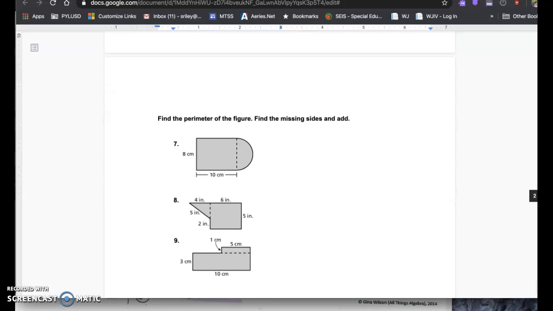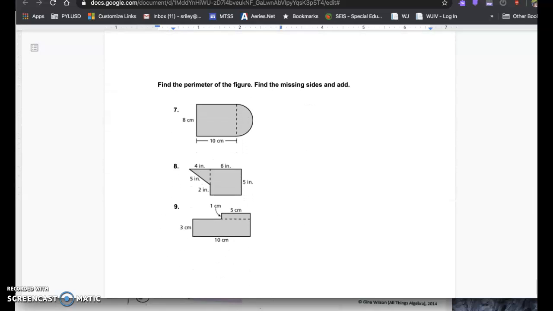The next ones they're asking you to do is find the perimeter of the figure. And you need to find the missing sides and then add your missing sides. So the first one, you're going to use the same formula that we just used before, and you need to find the circumference of a semicircle. So first of all, I would recommend using a paper and a pencil or somewhere so you can easily write this down, because it's going to be a two-step problem.